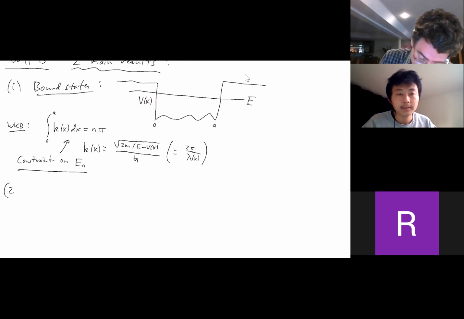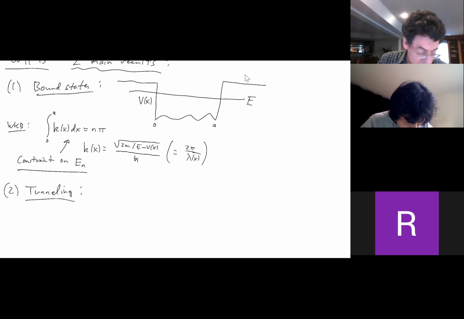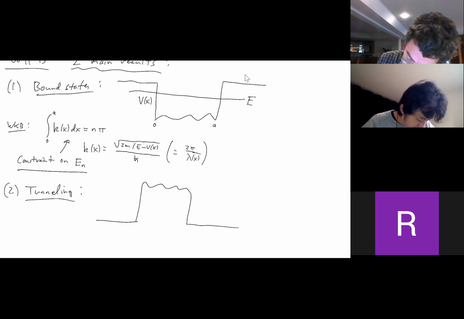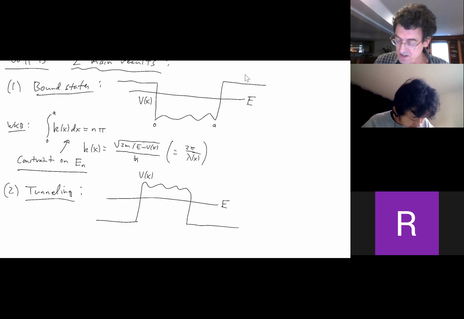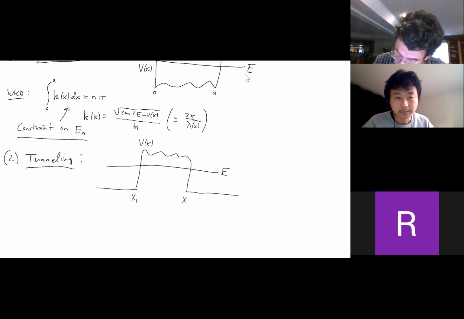But even more useful, to be quite honest, is the tunneling result. This is the more famous result. The tunneling result is for this kind of situation, where we have some bumpy barrier. That's our V of x, and we have our energy here. So this is tunneling. I'll call this x1, I'll call this x2.